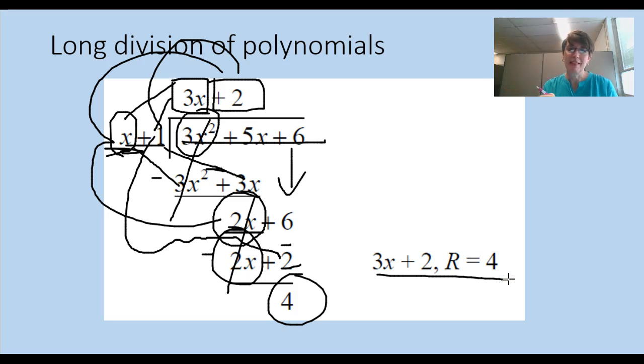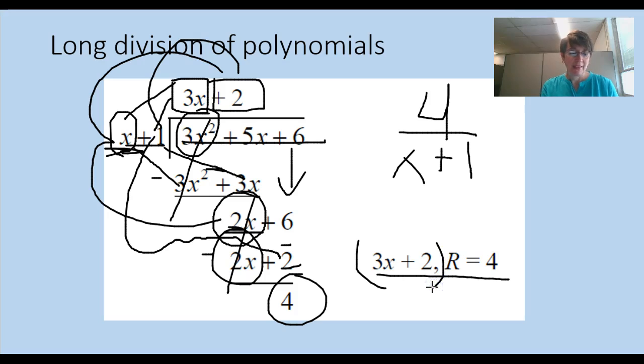If I were to multiply this back in, I would have to multiply that remainder. It would look like this: 4 over the divisor, x plus 1. That is what my remainder would look like. So I would have this factor, and this factor, right, my remainder factor.